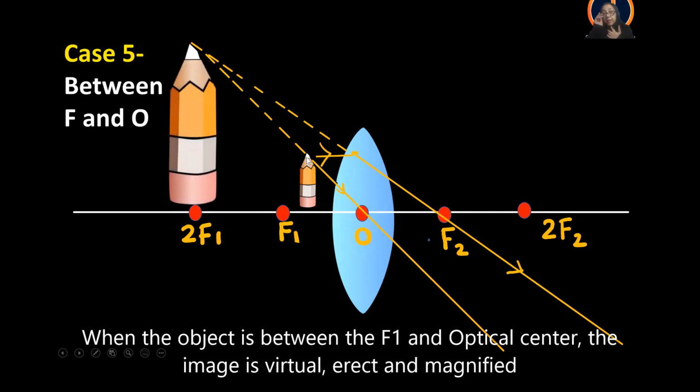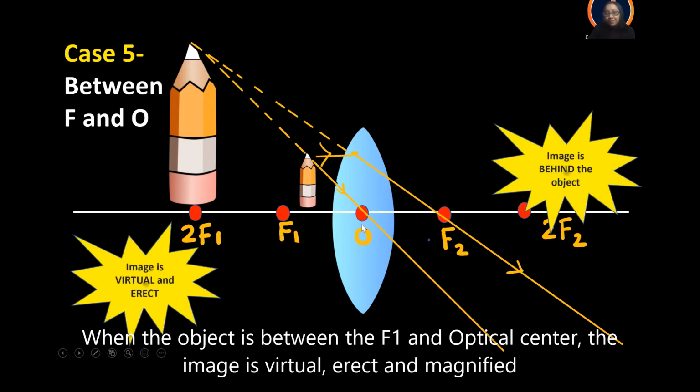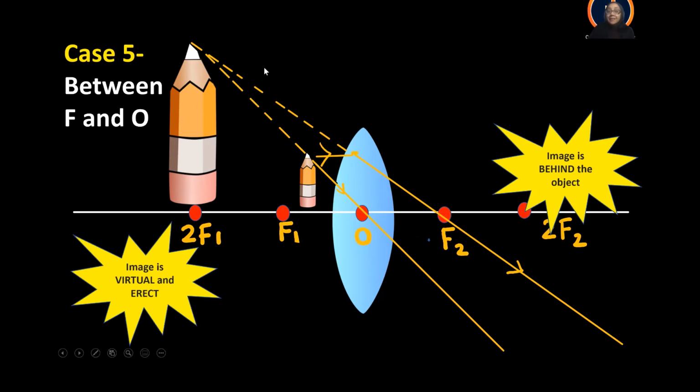So this particular image will be on the same side as the object. It is not forming on the other side of the lens. And you can guess the property already. The image is very big in size. It will be virtual, not real, and it is erect, which means it is not inverted. And most importantly, the image is behind the object. So it is not on the other side of the lens. It is formed just behind the object.